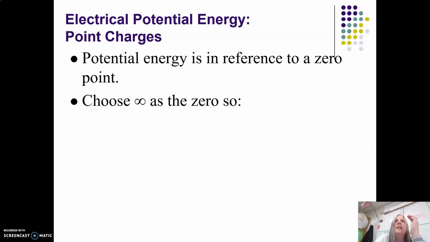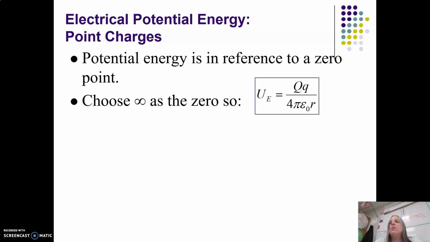Now, the 0 point for potential energy is an arbitrary thing. For gravitational potential energy, we usually set it as the lowest point in the problem, like the floor or whatever. So it's an arbitrary thing that we set. The same is true for electric potential energy. We need a 0 point, and so we usually choose infinity. I know you guys freak out when I say the word infinity, but it means significantly far enough away that the charges are not interacting with each other.